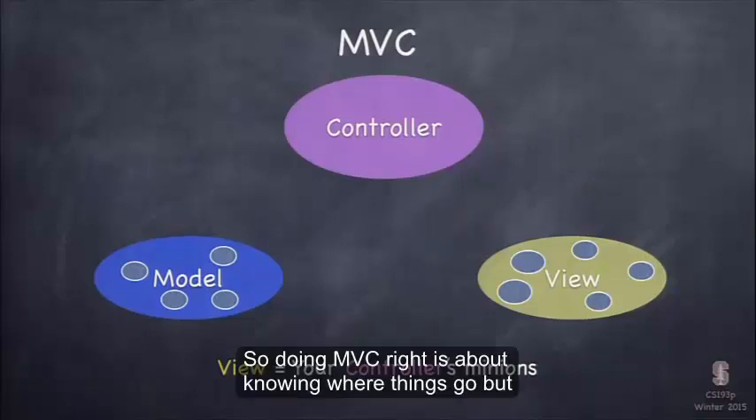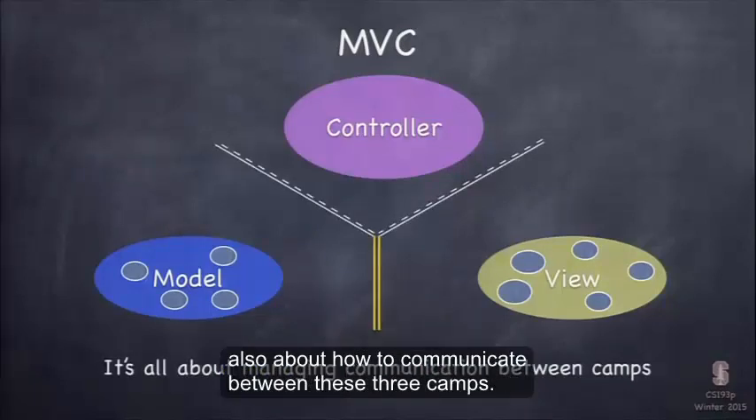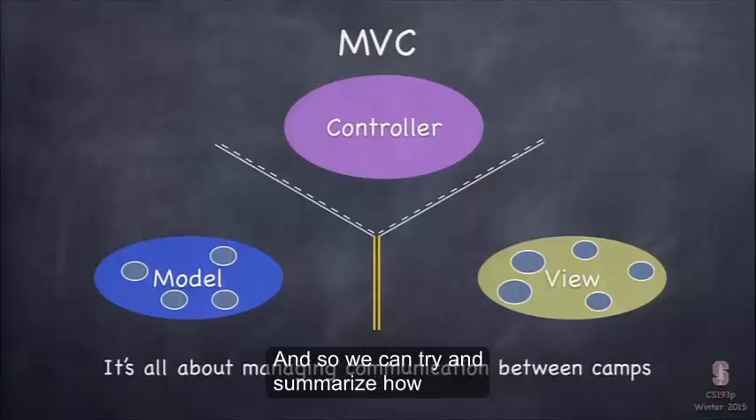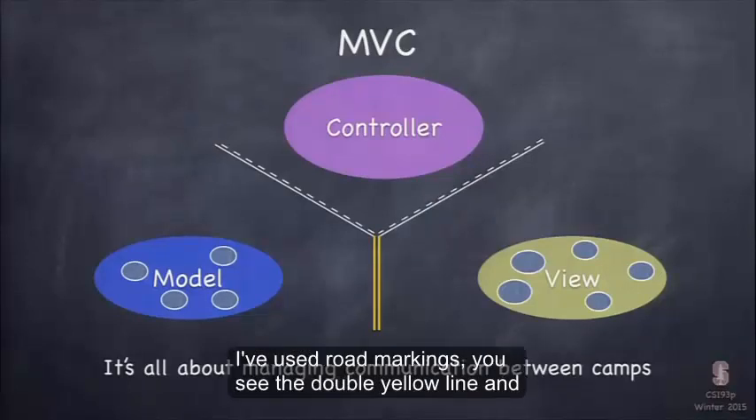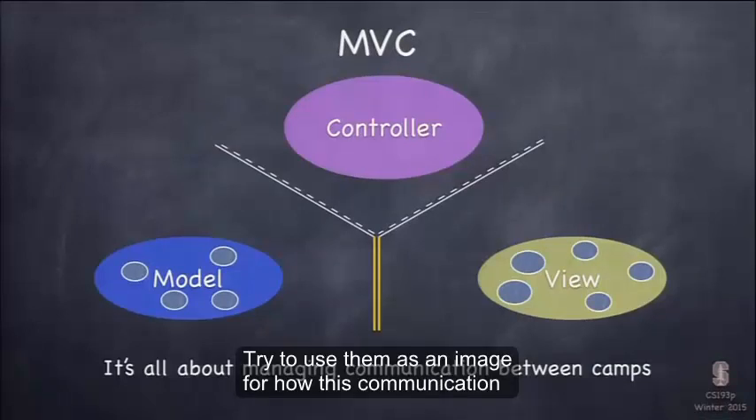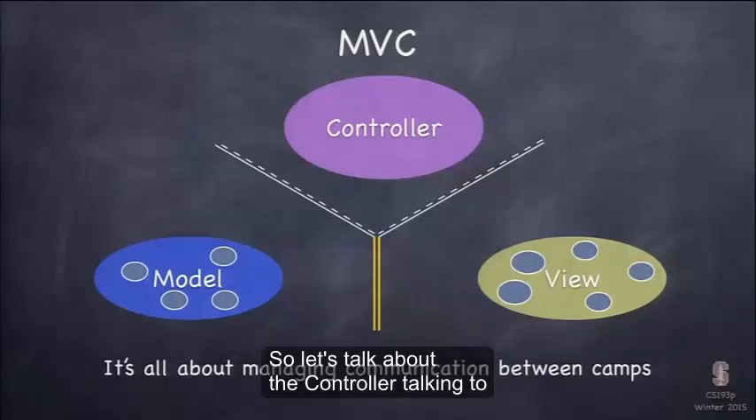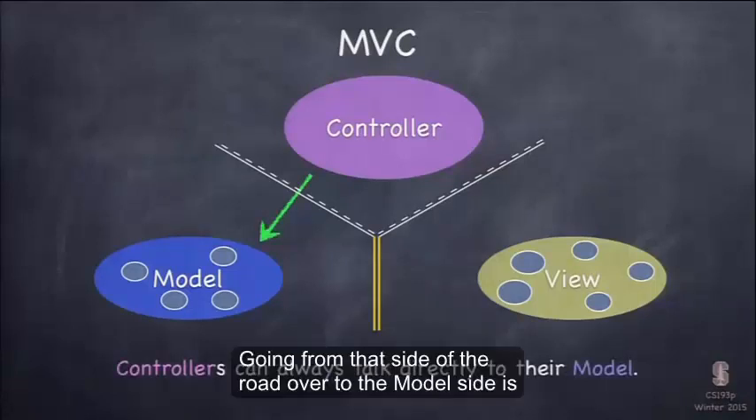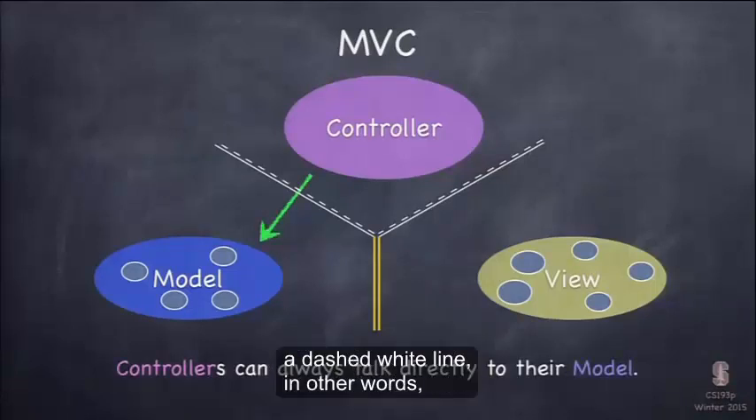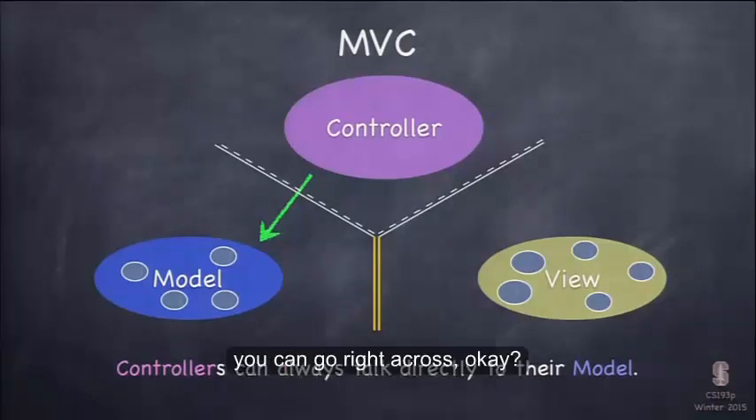So doing MVC right is about knowing where things go, but also about how to communicate between these three camps. I'm going to try and summarize how the communication works between these camps, and I've used road markings. You see the double yellow line and then the dashed white line, like you're driving in your car. Try to use them as an image for how this communication happens, where it's allowed and where it's not allowed. Let's talk about the controller talking to the model. Going from that side of the road over to the model side is a dashed white line. In other words, you can head right across there. You probably want to look before you go, but you can go right across.